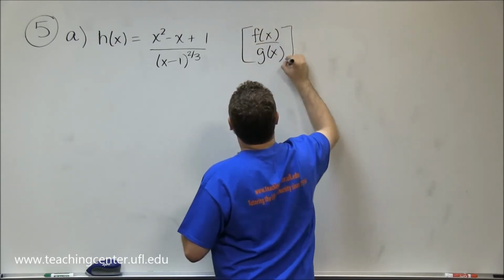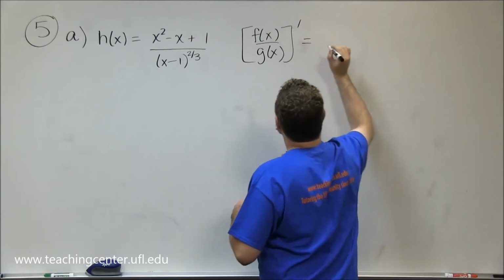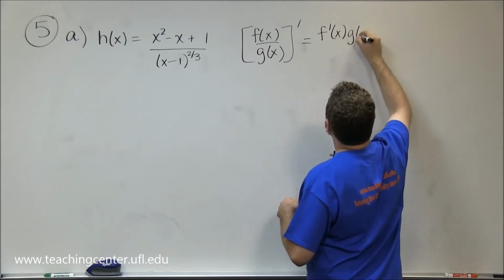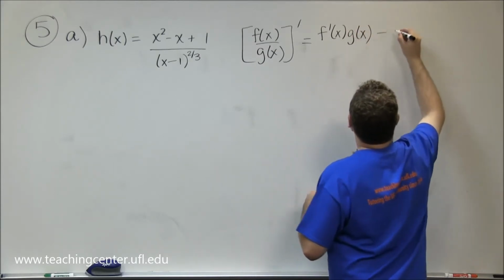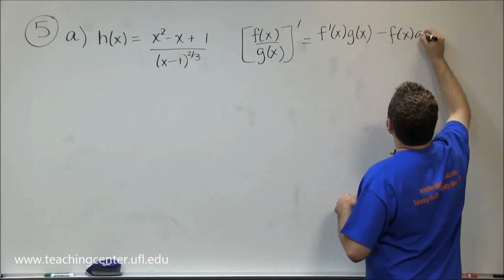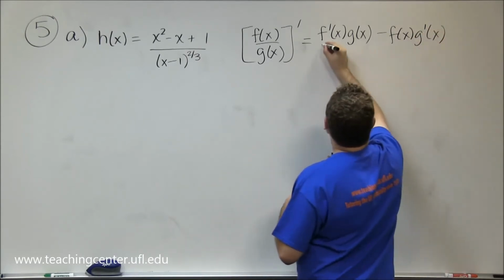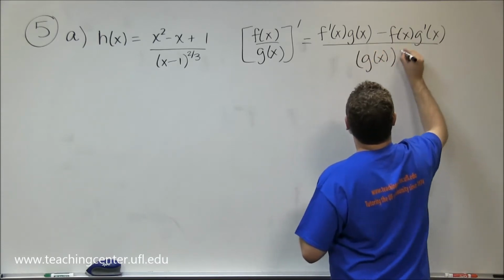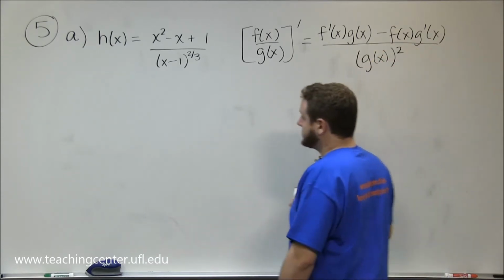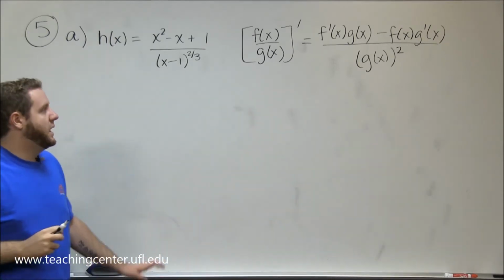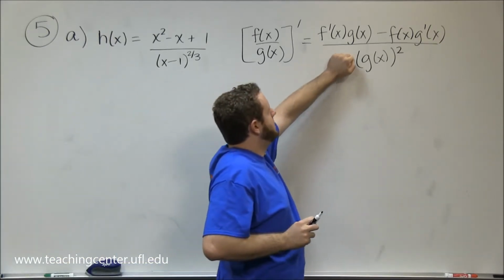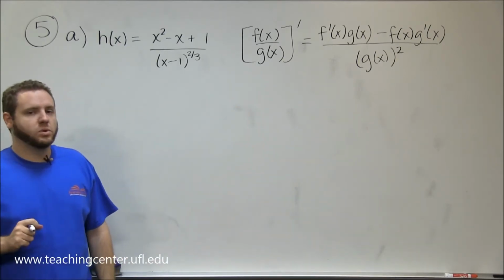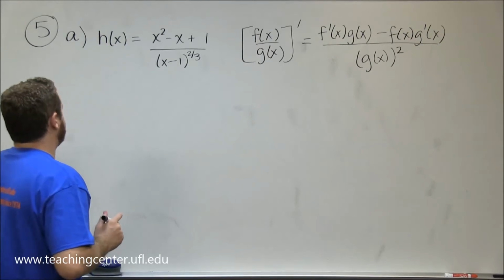the derivative of this is going to be f prime of x times g of x minus f of x times g prime of x, all over your g of x function squared. So we have the derivative of the top times the bottom, minus the derivative of the bottom times the top, all over g of x squared. That's your quotient rule. So we're just going to apply that here.